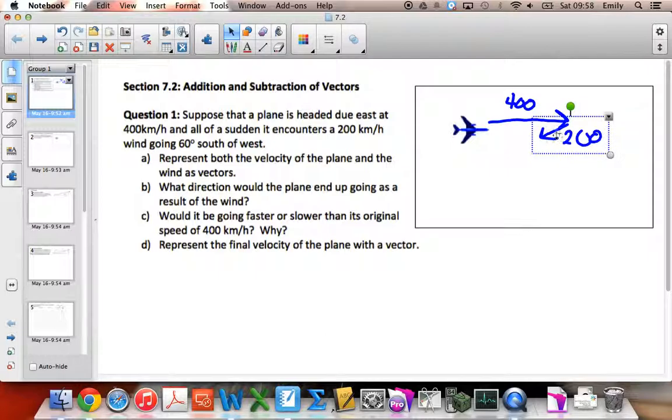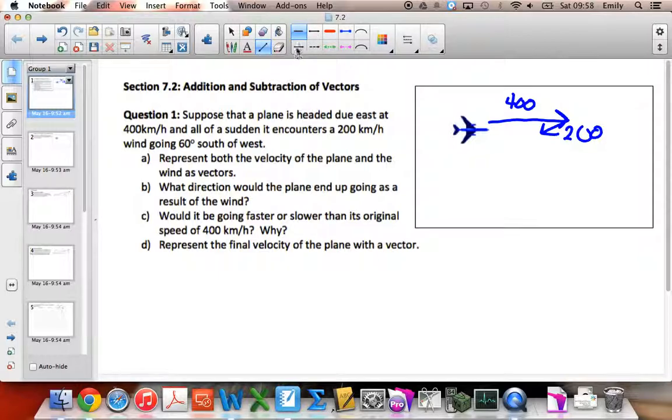And so now I can see that the result is that my airplane's going to go a little bit south. It's not going to be going due east anymore. Now it's going to be going south of east. So my resulting vector, and I'm going to use my arrow tool to help me, is going to look like this. So there's my result. I'm not going to be going as fast, and I can see that because the vector is shorter, and I'm not going to be going due east anymore because of the wind.